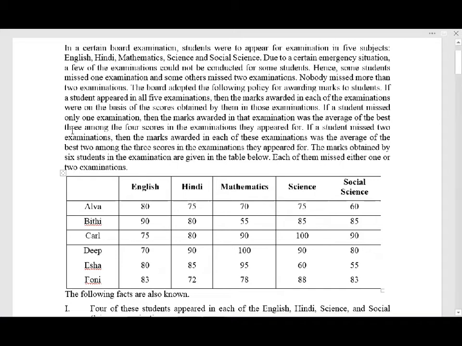Now, the board adopted the following policy for awarding the marks of the student. If a student appeared in all 5 exams, then the total marks awarded in each exam were on the basis of the scores obtained by them, which is not the scenario because each missed either 1 or 2. If a student missed only 1 exam, important, if a student missed only 1 exam, then the marks awarded in that exam was the average of the best of the 3. Be very careful.